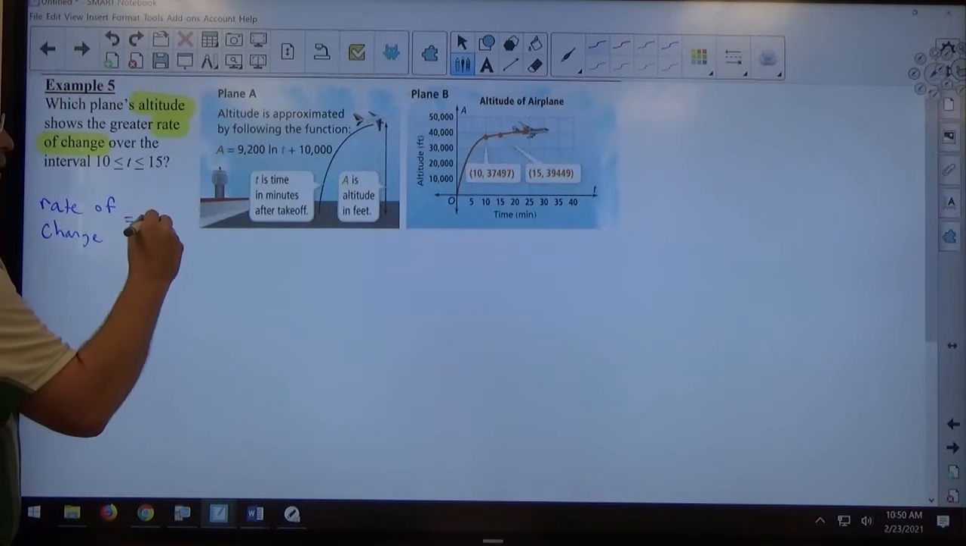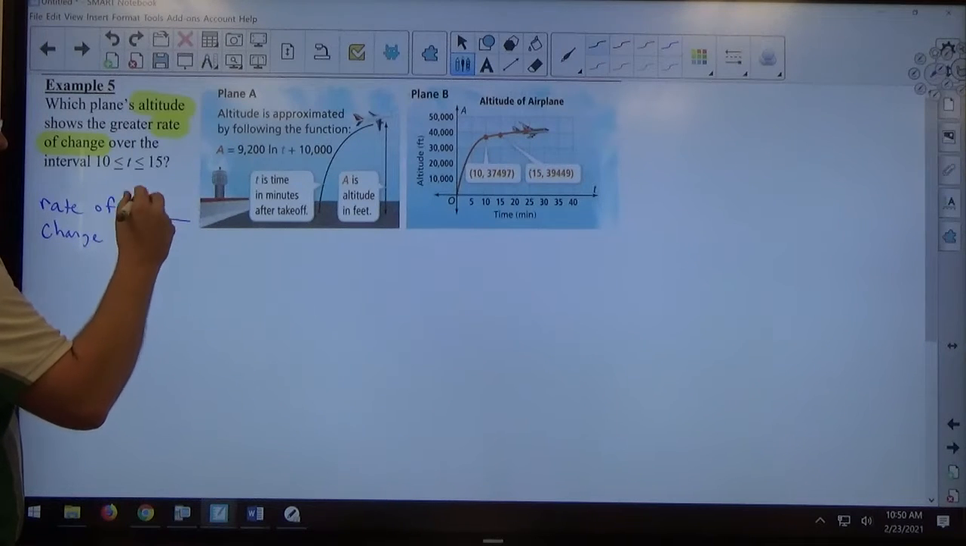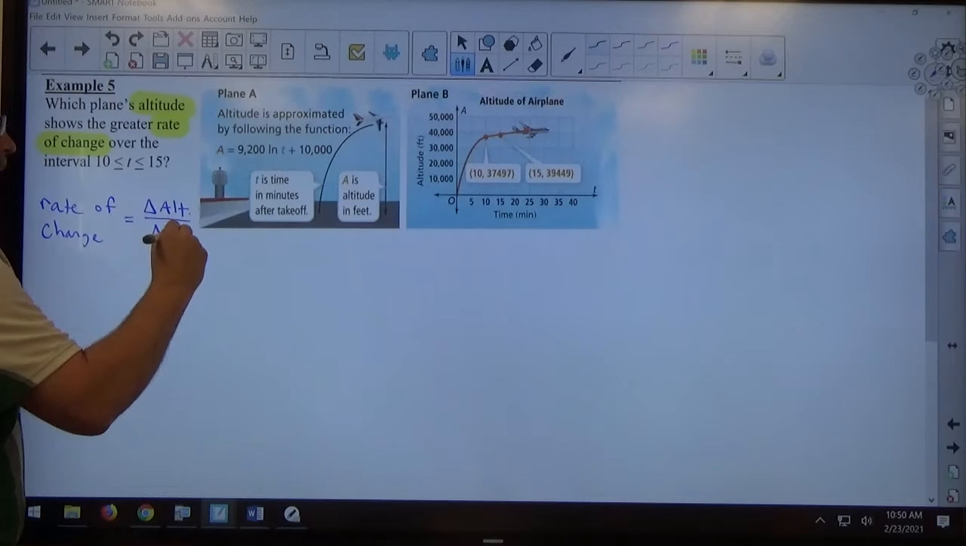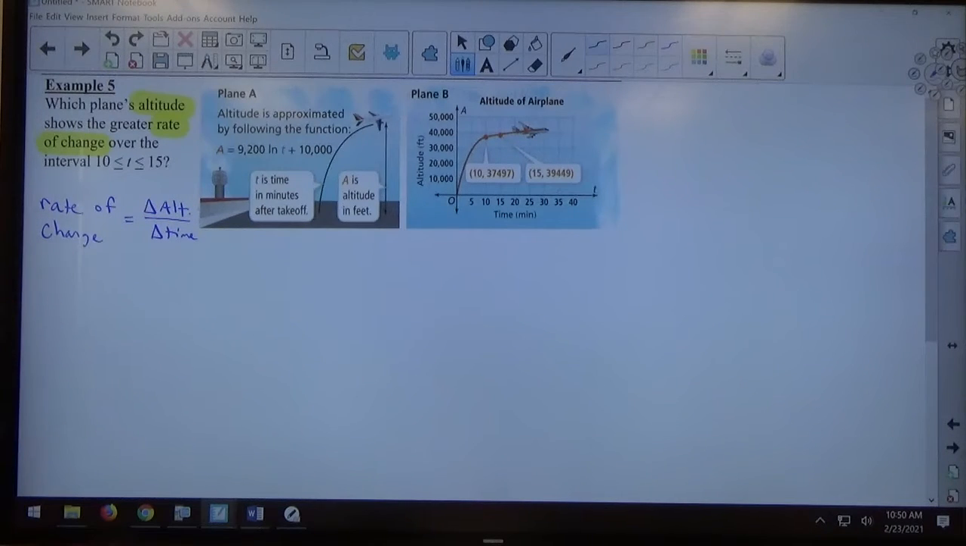is equal to the change in something, in this case altitude, over change in time. Anytime they ask for a rate of change, that's what we're looking for. Rate of change of weight, change in weight over change in time. Rate of change of money, change in amount of money over change in time. So that's what rate of change represents typically.